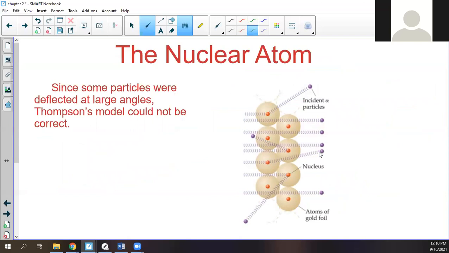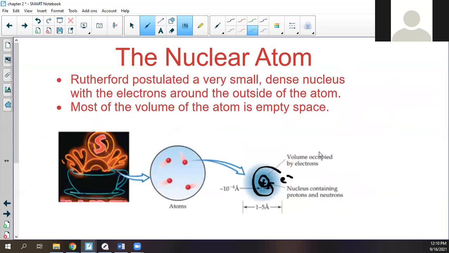Since some of the particles were deflected at large angles, the Thomson model could not be correct. Rutherford postulated a very small, dense nucleus with the electrons around the outside of the atom. Most of the volume of the atom is empty space. So he also was the first person to really say that the atom is mostly nothing. And it super is mostly nothing.